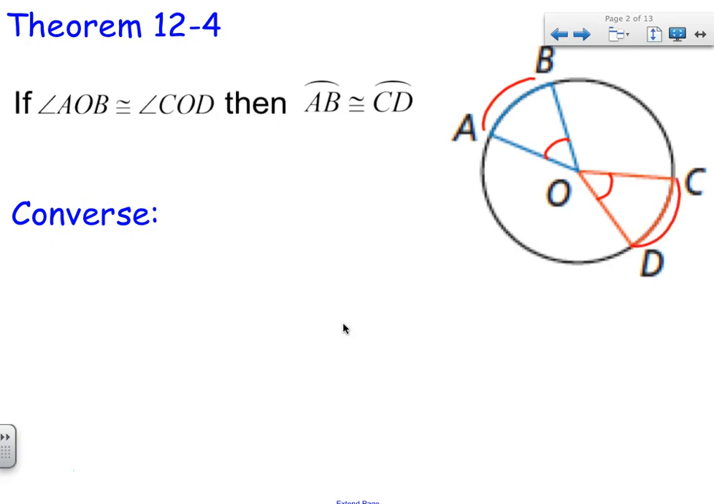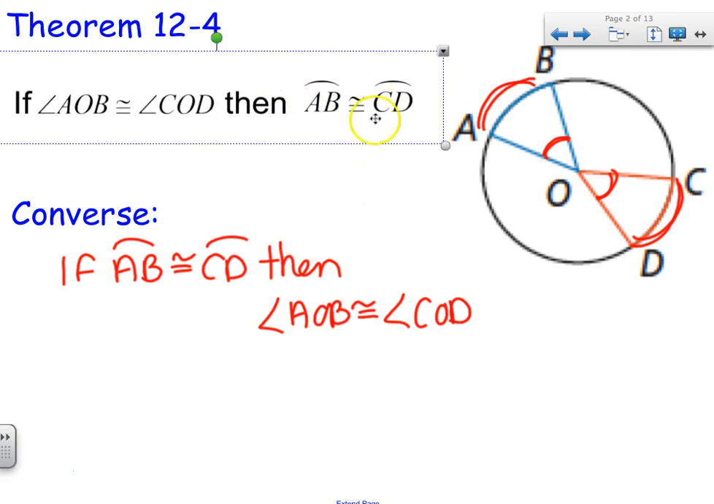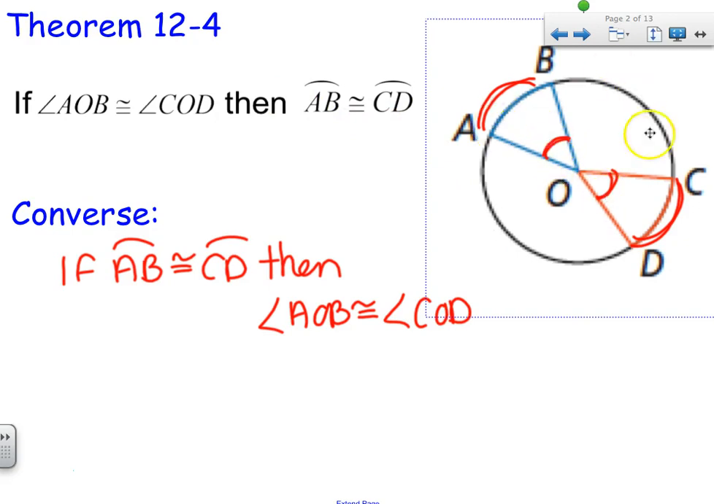Okay? The converse of that, or the opposite of that, says if I know that arc AB is congruent to arc CD, so if I know my two arcs are congruent, then I can also assume that those inside angles are congruent. So I know that angle AOB is going to be congruent to angle COD. A converse of something is basically saying it in the opposite order. So if I know the angles are congruent, then their arcs are congruent. And vice versa, if their arcs are congruent, then I know their angles are congruent as well.